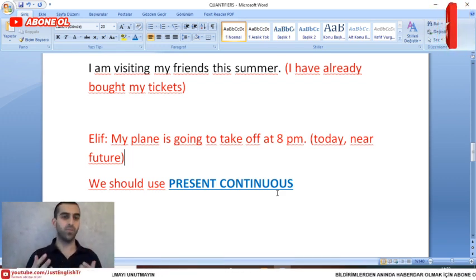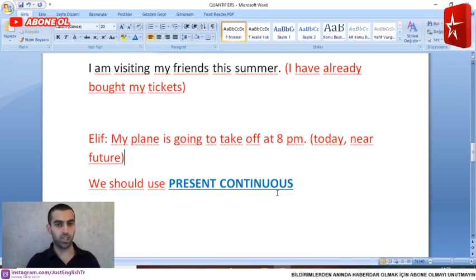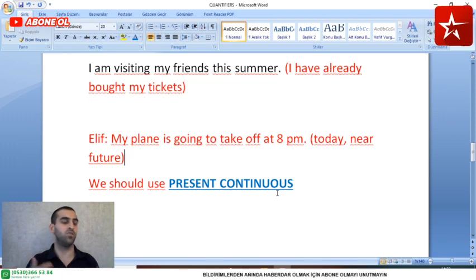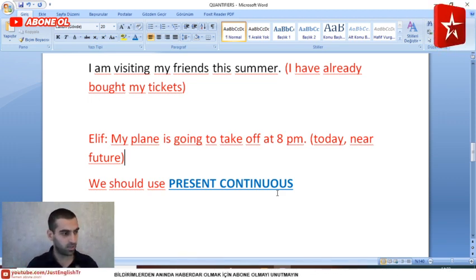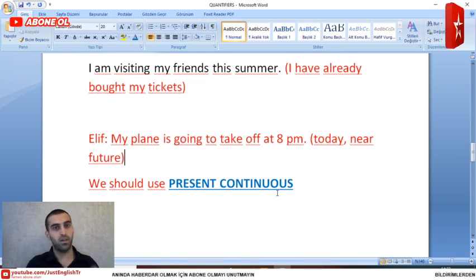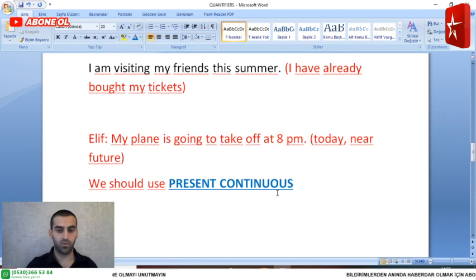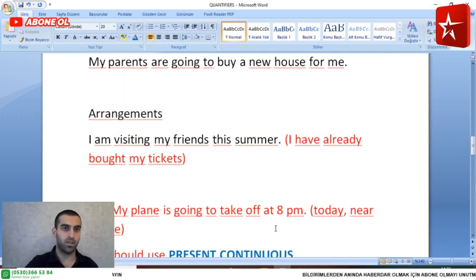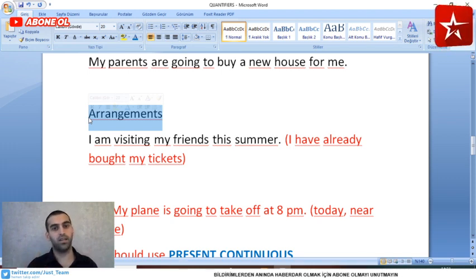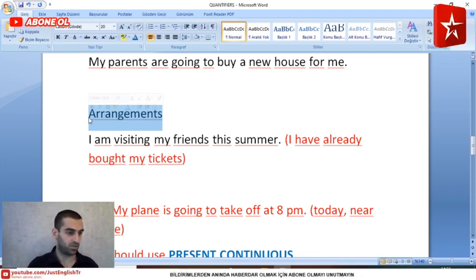So if something is already arranged, it could be better to use present continuous instead of be going to. Okay, be going to is about plans, but present continuous, as I told you before, is about arrangements.